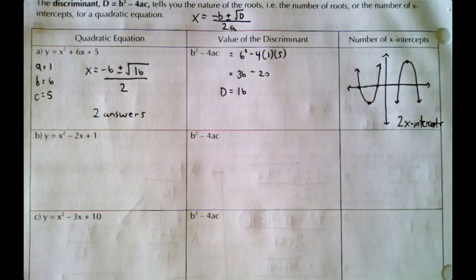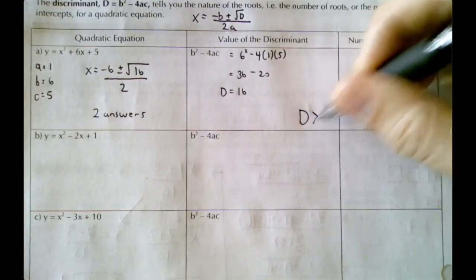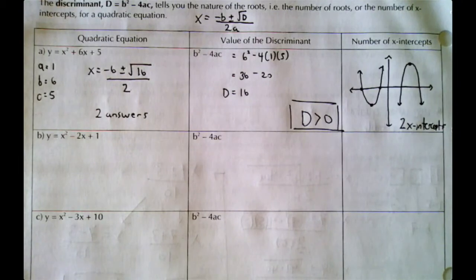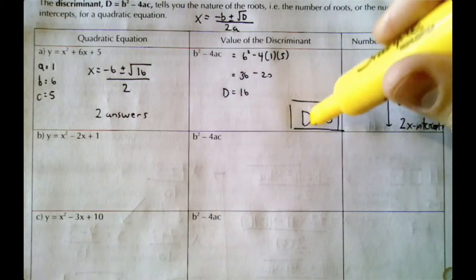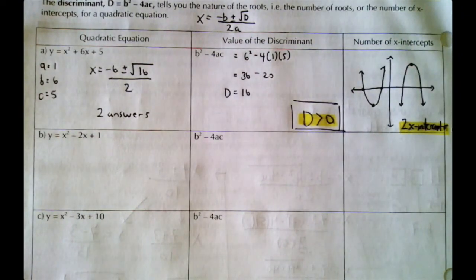So this scenario is called when the discriminant is positive. So when the discriminant is greater than 0, we get two x-intercepts. So we're going to keep that conclusion. When the discriminant is positive, we get two x-intercepts. Get my colors prepared because we're going to have three scenarios.